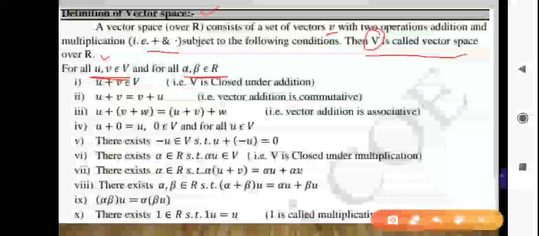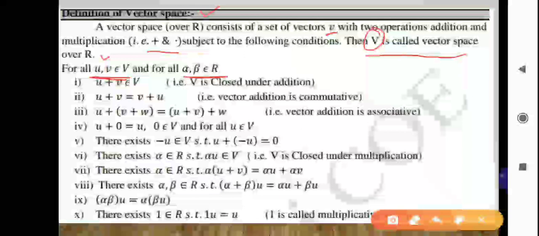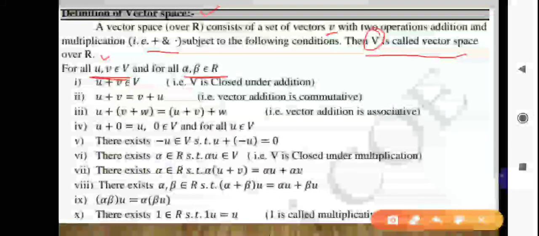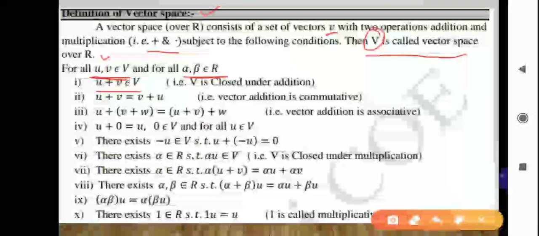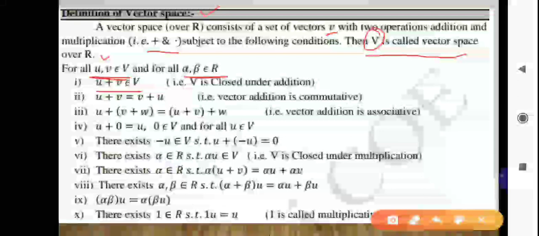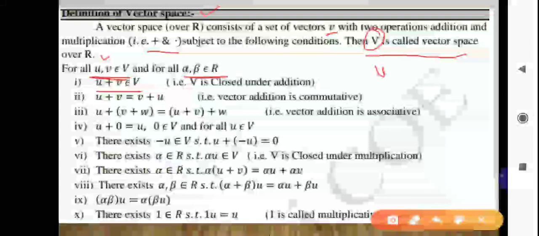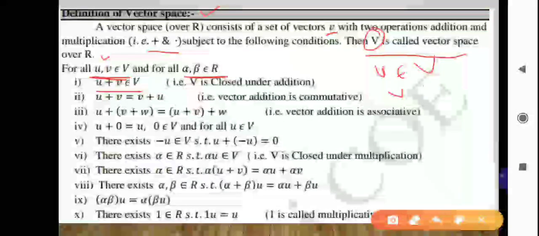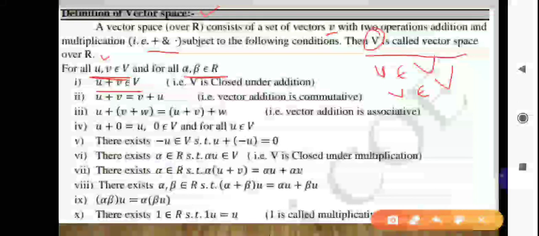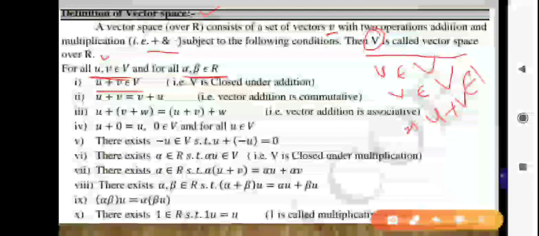That means alpha and beta are any real number. R is used for the real number. Then what is the first property or first condition? That is u plus v belongs to capital V. That means if u is an element of capital V, and v is also an element of capital V, this implies u plus v, their addition, also must be from capital V.